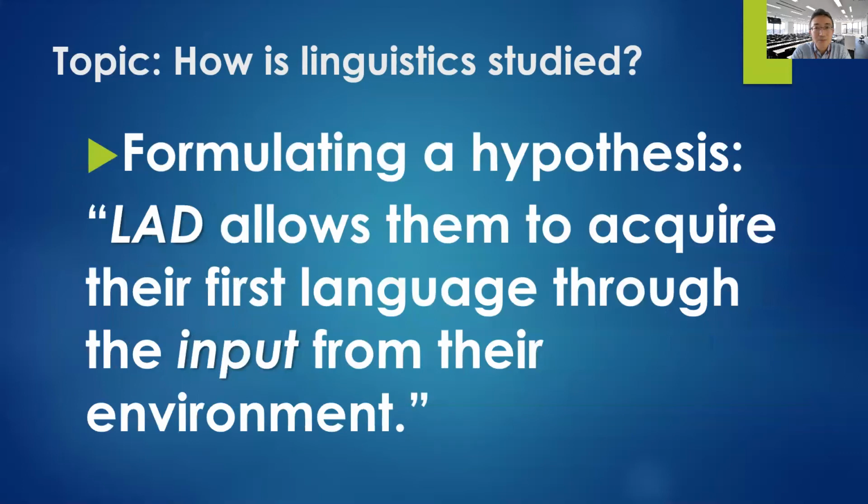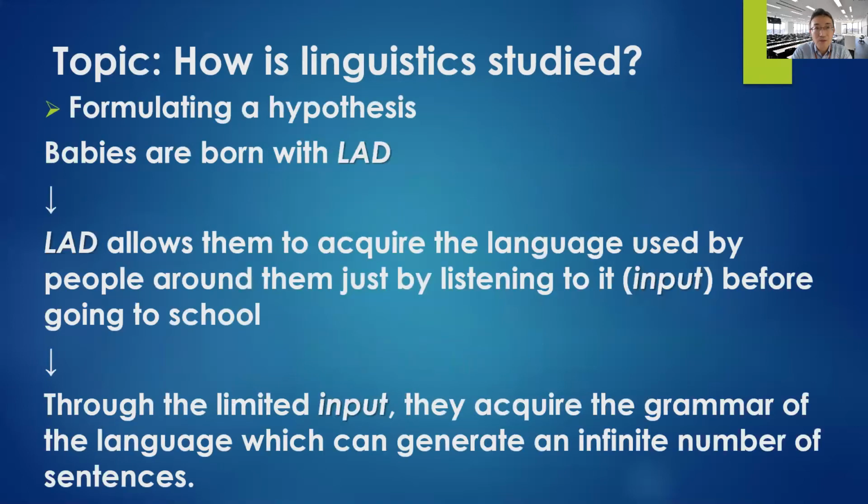So the essence of LAD is that LAD allows babies to acquire their first language through the input from their environment. The environment means the parents, their relatives, or friends at the kindergarten, and they acquire their first language through the input they get from their environment. Okay, so this is the process.